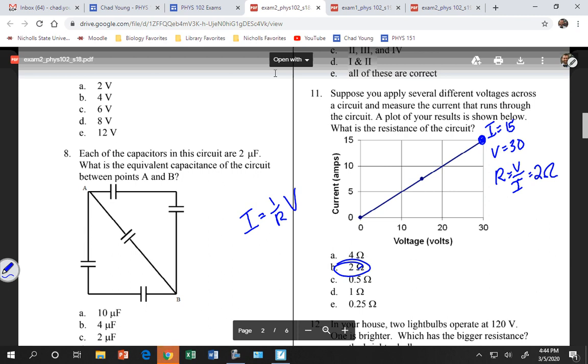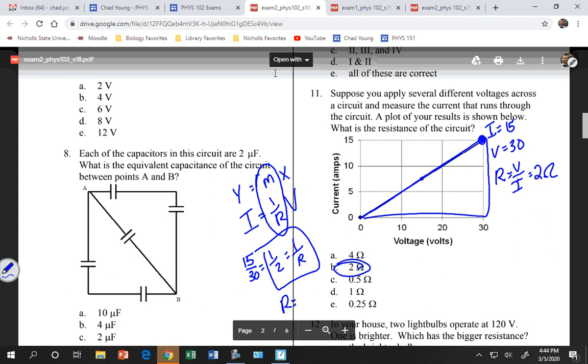Y'all did this in lab? Okay. Well, this is my Y variable. This is my X variable. This is the slope of the graph. So the slope of this graph is equivalent to 1 over R. The slope of this graph is 15 over 30, right? Rise over run. So 15 over 30, which is equal to 1/2, is equal to 1 over R. That means if I solve this, R is equal to 2.